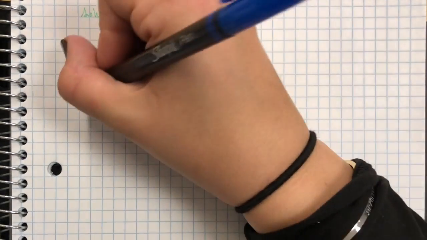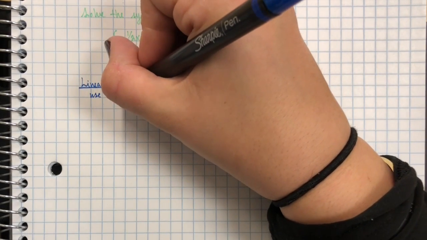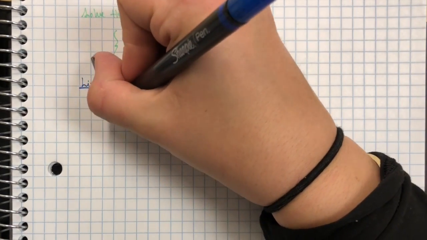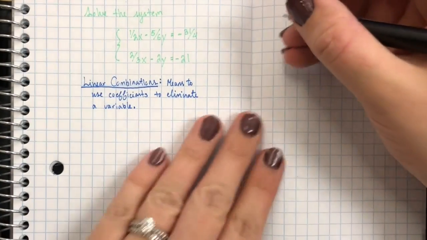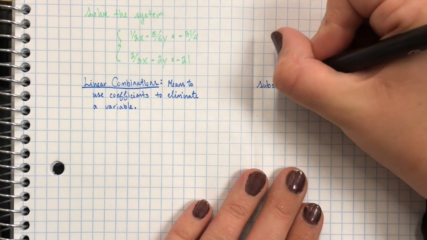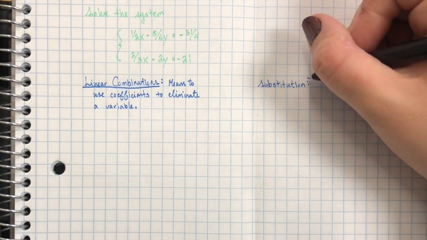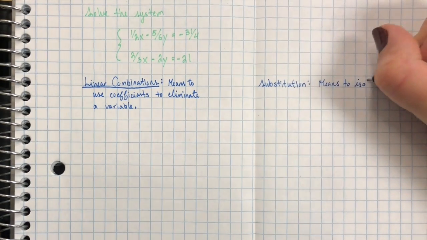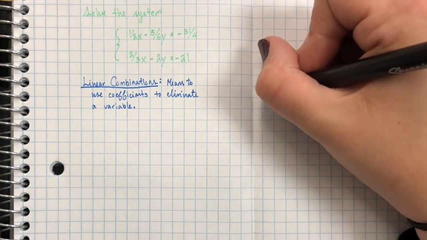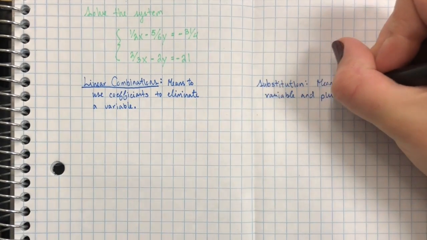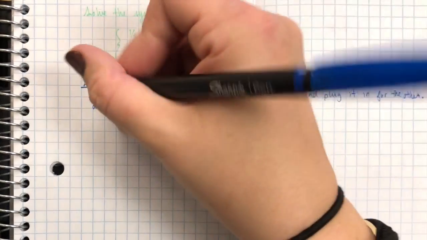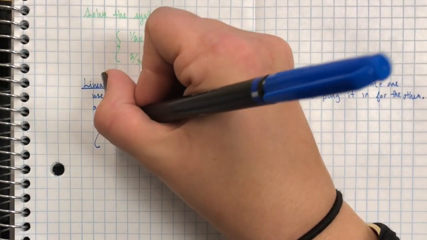and substitution. Linear combinations just means that we're going to use the coefficients to eliminate a variable. So that's when we multiply the whole equation by a new factor so that we can eliminate a variable. And the new method that we're going to look at is called substitution. Substitution means to isolate one variable and plug it in for the other. So essentially we're going to take a variable, solve for that particular variable, and then substitute in the equation that we got.